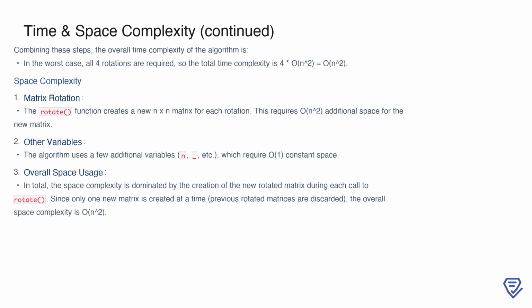Moving on to space complexity, let's analyze the additional space requirements of the algorithm. The rotate function creates a new n×n matrix during each rotation, which requires O(n²) space. Besides this, the algorithm uses a few additional variables, such as n and the loop counter, which take up constant space, or O(1). Therefore, the overall space complexity is dominated by the creation of the rotated matrix, which means the space complexity is O(n²).